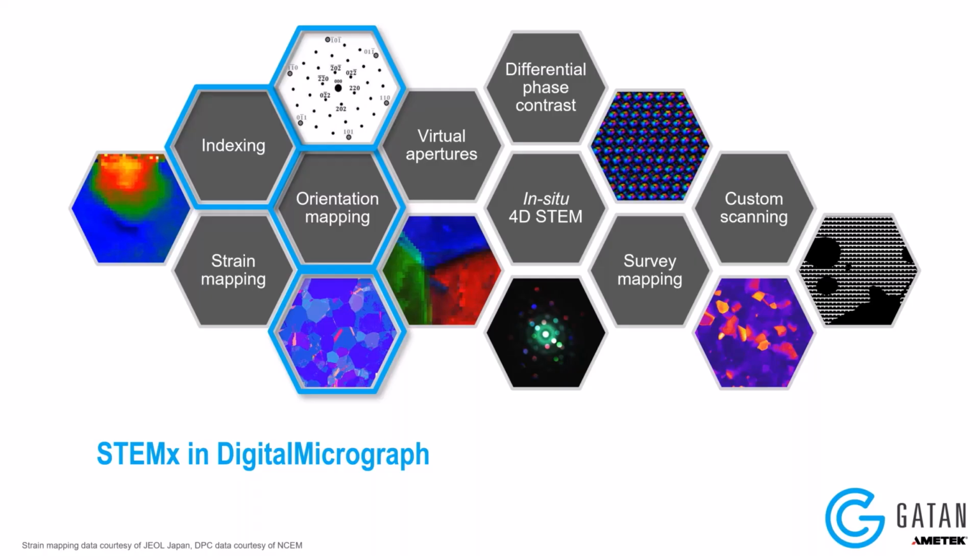And then in the latest release of DigitalMicrograph, which is version 3.62, which was just released a couple of weeks ago, we have the new abilities for doing custom scanning, for moving beyond just a raster scan with the DigiScan acquisition system, and survey mapping, which is a form of a live virtual aperture and differential phase contrast imaging. And then, of course, what we're here to talk about today is diffraction pattern indexing and orientation mapping of your 4D STEM data directly within DigitalMicrograph with STEMx OIM. So there's a lot of different data analysis techniques that you can use on your 4D STEM data now within the STEMx system in general.